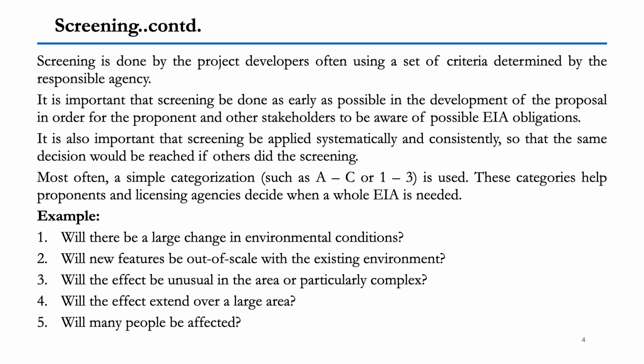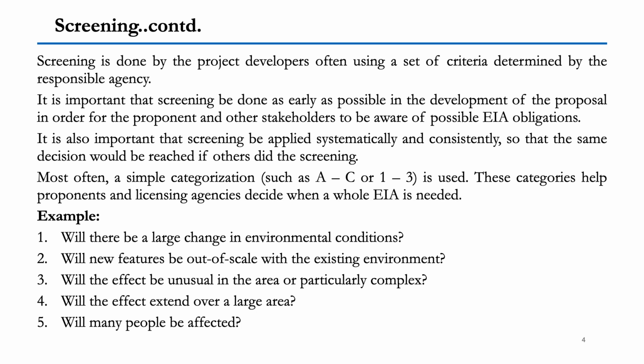Most often, a simple categorization, which many of you must have studied, we try to categorize under ABC. Basically it means either the category of A, B, C, or it is categorized under 1, 2, 3. So these categories help proponents and licensing agencies decide when a whole EIA is needed.